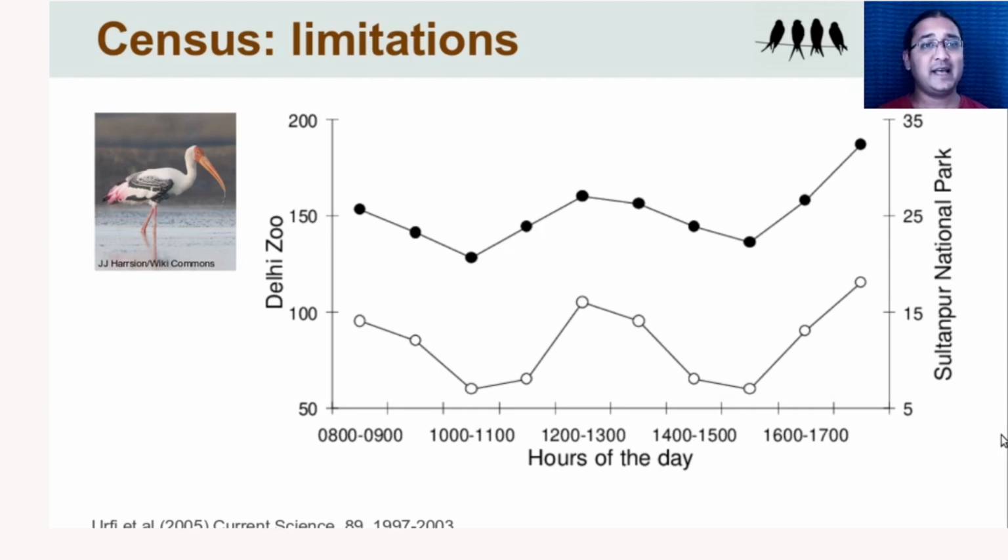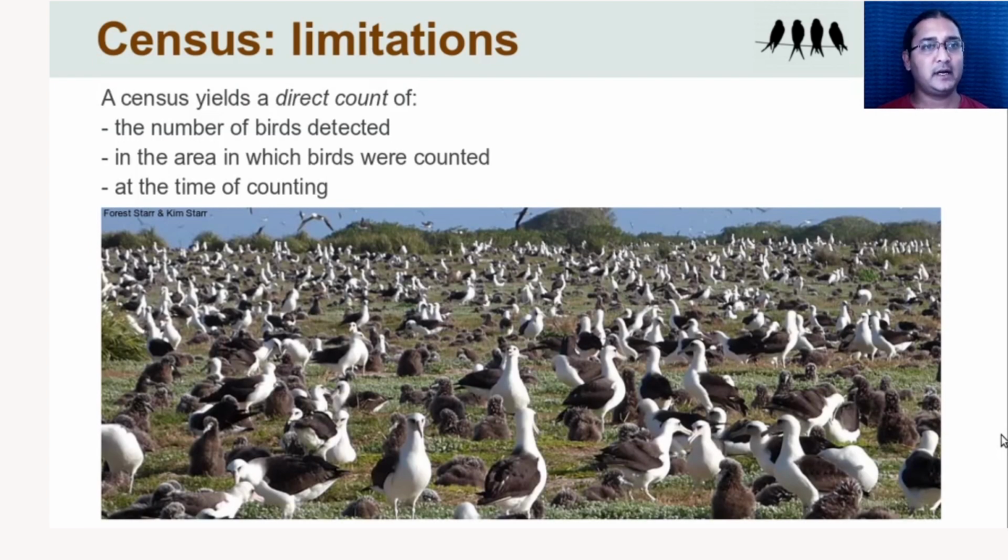And so the census has these limitations in that very often in most habitats, it's difficult to count all the birds that are using the habitat because some individuals will be missed. So a census yields a direct count of the number of birds that were detected, or the number of birds that were seen or heard by the observer in the area in which the birds were counted and at the time of counting. So if you come at a different time, you might get a completely different number of birds being detected.